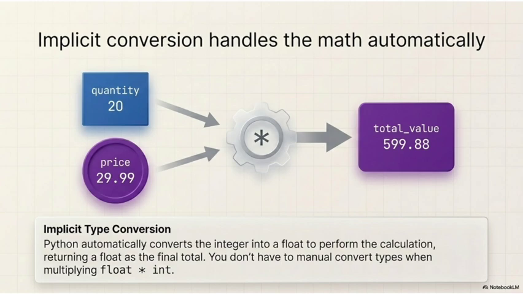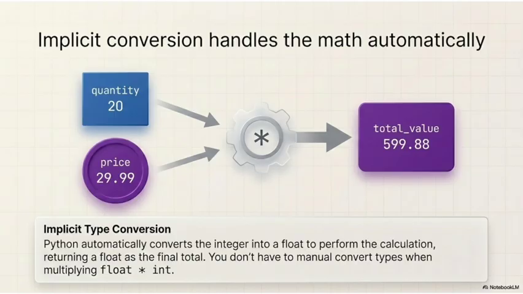Here's where Python starts doing real work for you. We have a quantity of 20, which is an integer, and the price 29.99, which is a float. When we multiply them together, we get the total value. Python doesn't throw an error because of the type mismatch. It silently promotes the integer to a float and performs the calculation, returning 599.88.